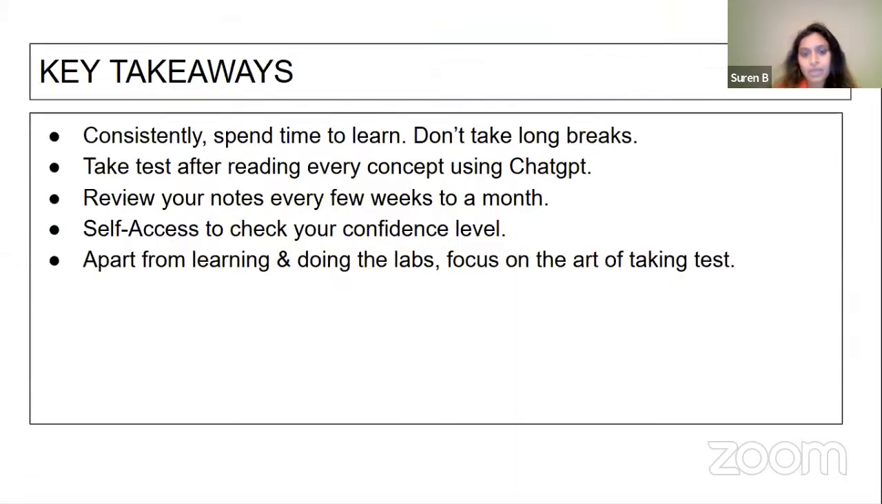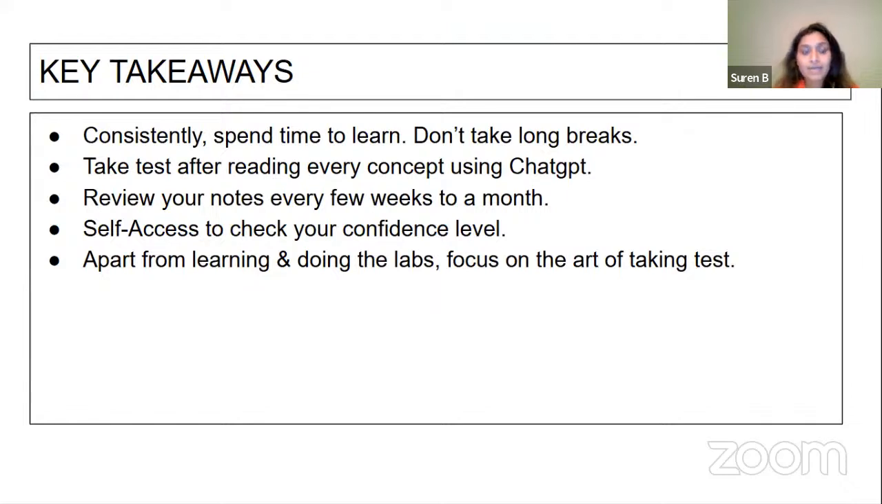So I would say the key takeaways are, if you're planning to take the exam, spend time continuously, like every day or every week. Don't take long breaks, don't stop reading for a week or so. It's fine if you don't learn for a day or 2, but don't take long breaks, because that will lower your confidence and your interest level.